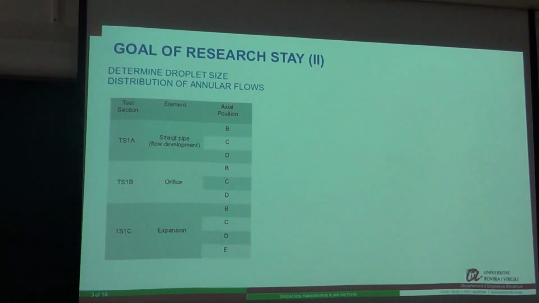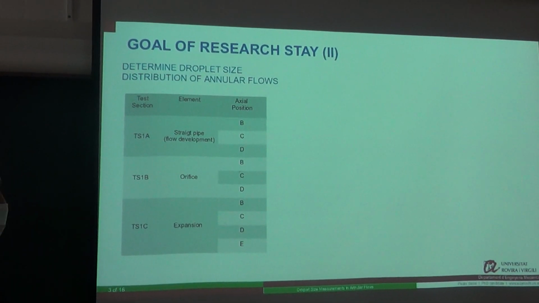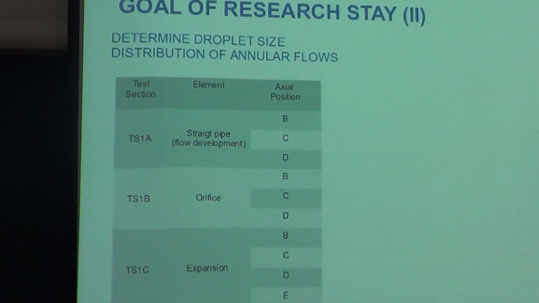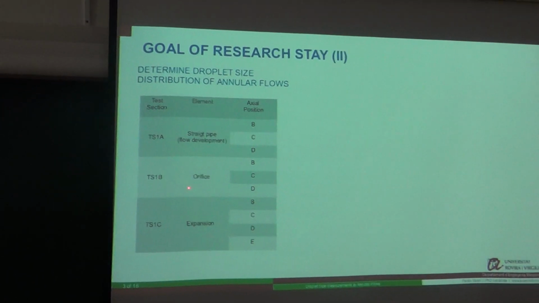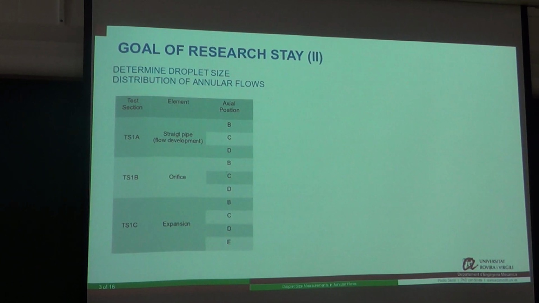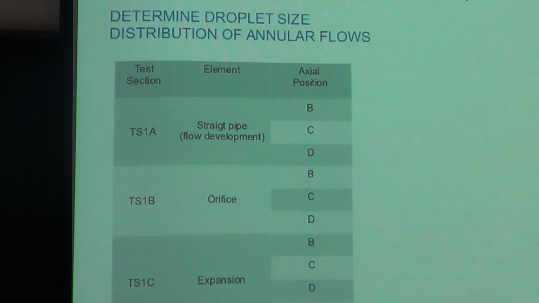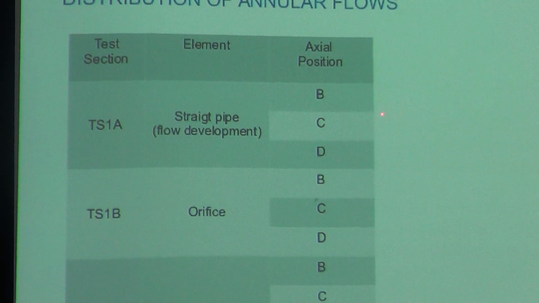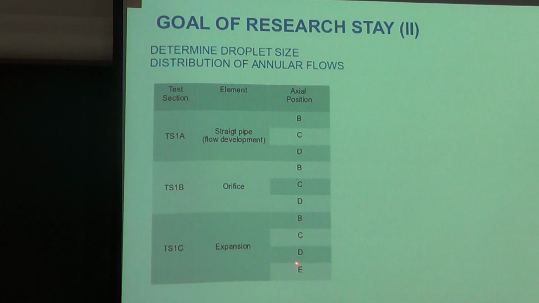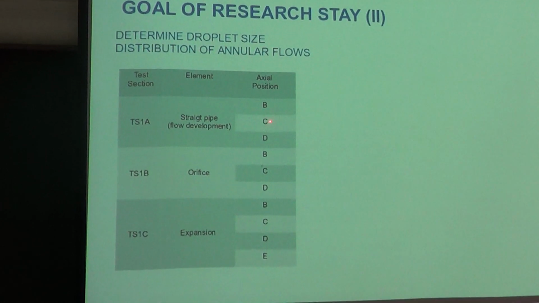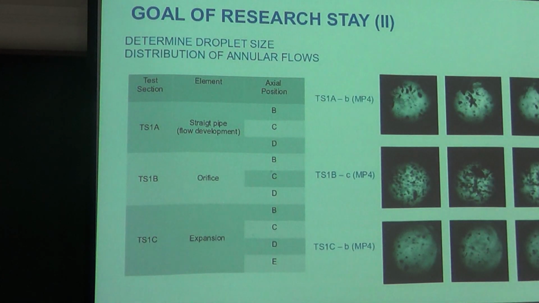So, when I arrived, I didn't do the measurements. They had already made the measurements and they wanted me to process them. So they gave me a lot of images from a straight pipe, a pipe with an orifice, a contraction and then an expansion. They made measurements at 3 axial positions for the straight pipe, 3 axial positions for the orifice, and 4 axial positions for the expansion. These letters B, C, D stand for different axial positions. And these are some examples of the images they have.